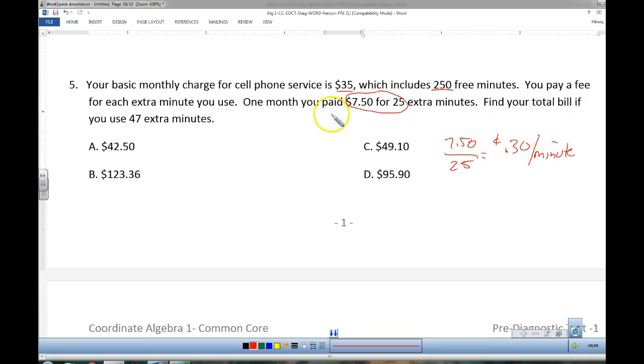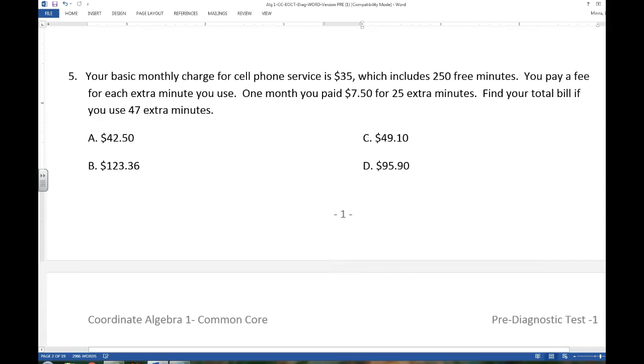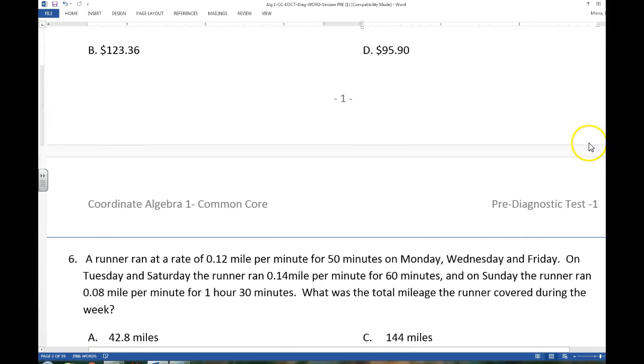So it says find your total bill if you use 47 extra minutes. So I've got 47 times 0.3. But is that my whole bill? No. I've got an extra $35 plus $35. 47 times 0.3 plus 35 gives me $49.10. So the answer is C. All right, good. Scroll down here to number 6.